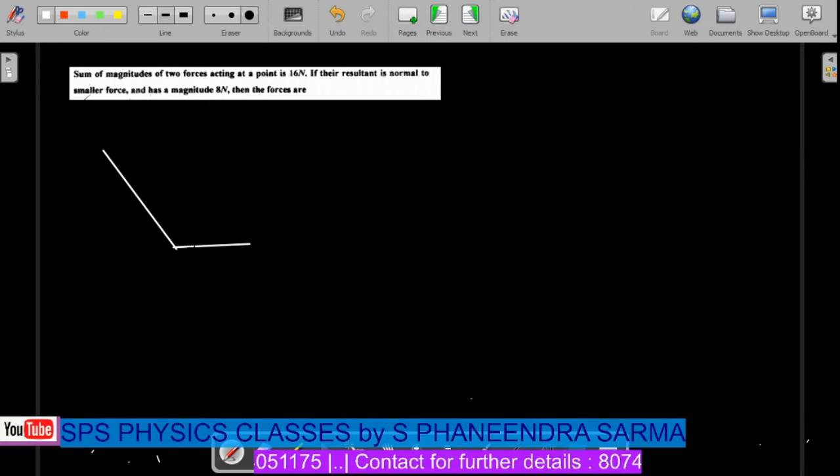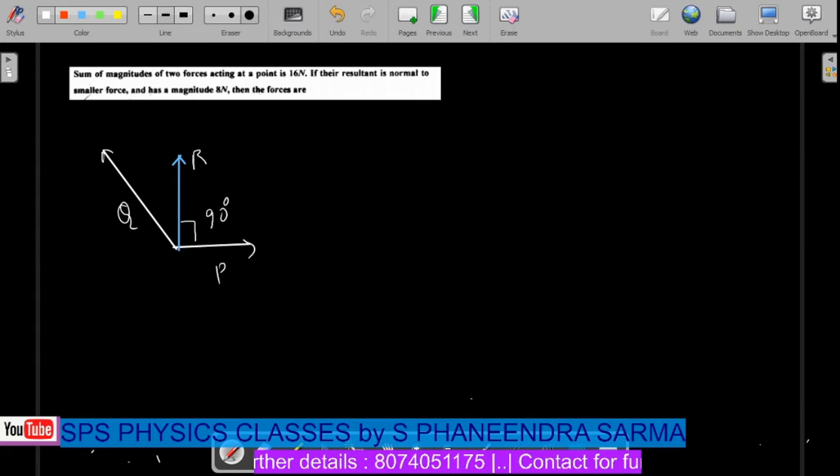Now the resultant of these two vectors is called the resultant vector. This resultant vector makes an angle of 90 degrees, direction given, with respect to the smaller vector. This is P and this is Q, this is R. Now the value of P plus Q, the magnitudes of two forces acting at a point, is 16 newtons. Therefore P plus Q is 16 newtons, already given here.